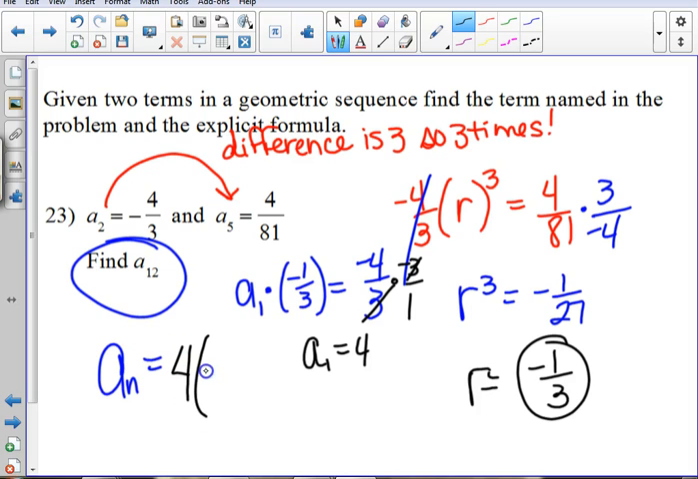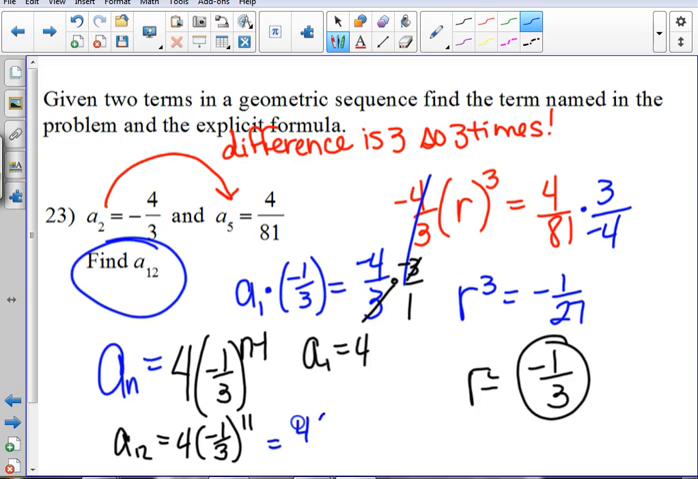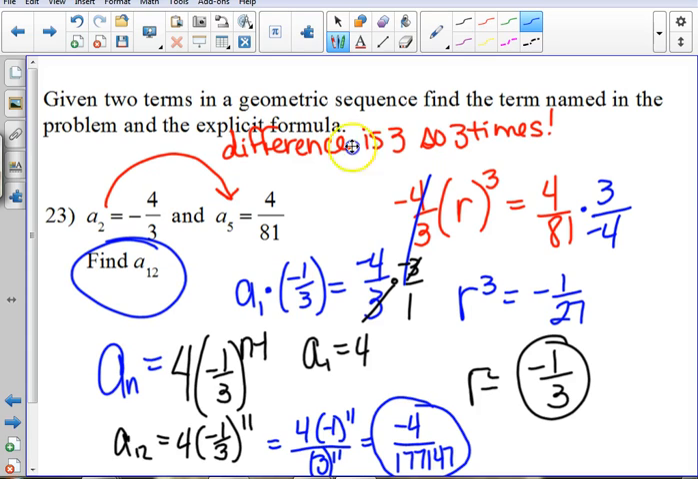So it's 4 times, what's the ratio again? Negative 1/3 to the n minus 1, and we want to find the 12th term. So it's 4 times negative 1 divided by 3 all to the 11th. Will it do a math enter, or are we going to have to do some? It's 4 times negative 1 to the 11th all over 3 to the 11th, because you can split this fraction. That should be negative 4 on the top, right? And 3 to the 11th. Lovely. 177147. Am I losing anybody on the exponent powers, how we can simplify those? Right, are we almost done?